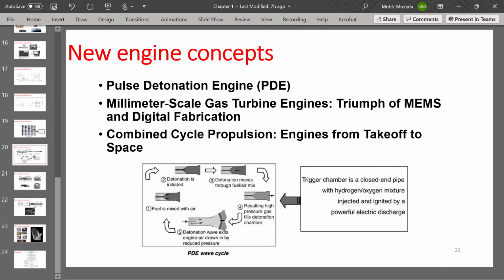We talked about the new engine concepts. One of these new engine concepts that I'm really intrigued with is the pulse detonation engines, or PDEs, right? They're pretty self-explanatory. So we are actually working with detonations, with explosions, the small explosions, essentially.